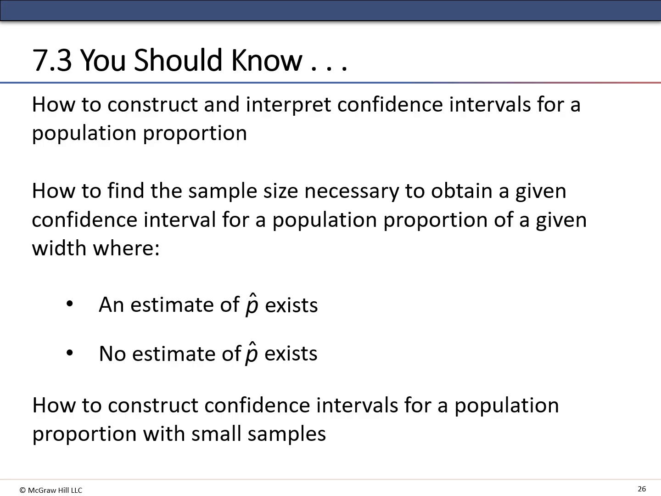Again, these are the things that you need to know from 7.3: how to construct and interpret confidence intervals, how to find the sample size necessary to obtain a given confidence interval. And again, this is in 2 ways: when an estimate of p hat exists and when no estimate exists. And then again, how to construct confidence intervals for a population with small sample size.